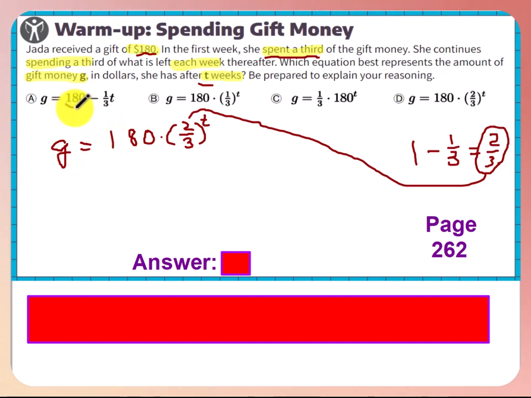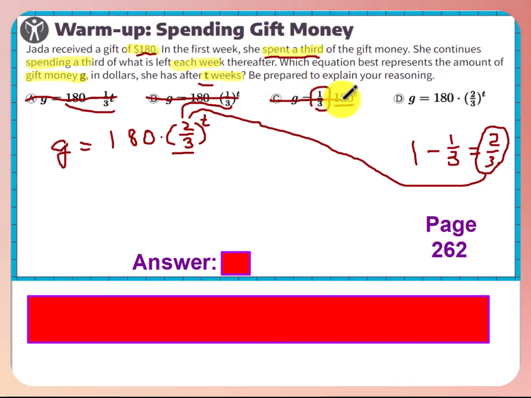It's not going to be 180 minus. We can go ahead and eliminate that. That's not exponential growth or decay. It is going to be 180 times 1/3 to the t, except 1/3 is what we're taking away. 2/3 is what we have left. So that's out. This is often what we get confused with. All right, now we don't start with 1/3. We start with 180. So this is out.